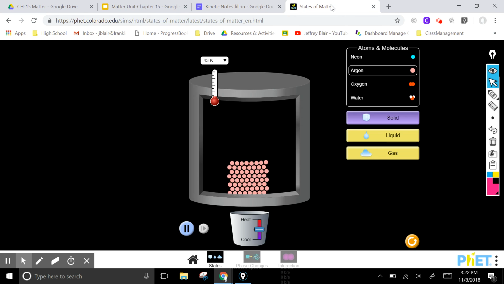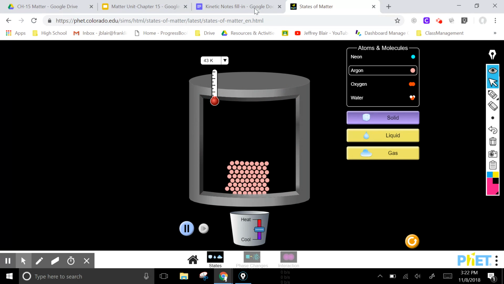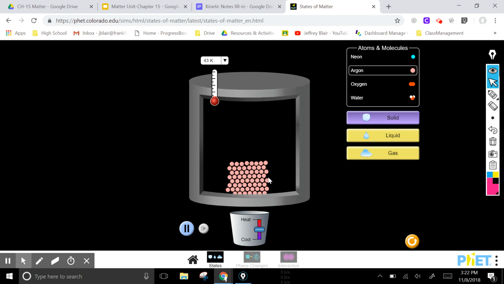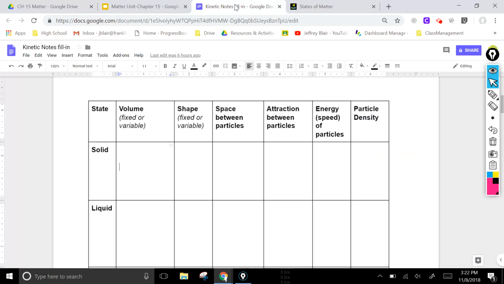The energy, the speed of the particles is low in a solid, a liquid's is faster, and a gas is even faster than that. And finally, particle density. The particles are the most dense in a solid. In a liquid, they're spread out. And in a gas, they're spread out even more. So that's how you fill in that table.